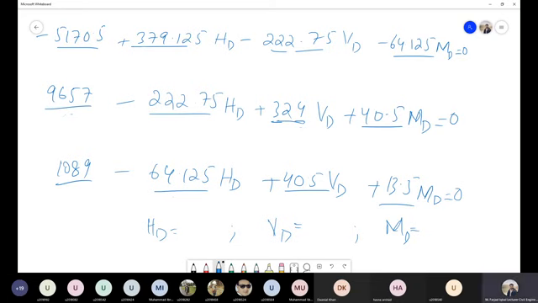So if you solve this on your calculators, actually my calculator is a bit different than yours, so it's better that you learn from YouTube or some other thing. You will get how to solve this if you don't know. And the final answers that you will get for HD will be minus 13.75 kilonewton, VD will be minus 33.61 kilonewtons, and MD will be minus 45.13 kilonewton meter.